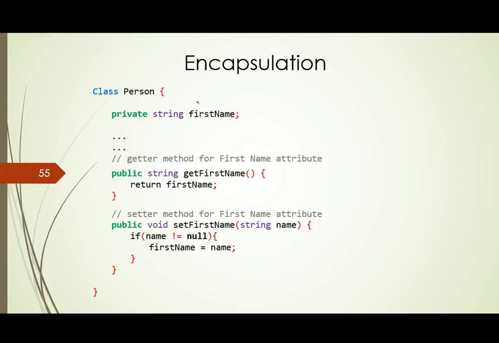It's private, so no one outside the class can access this field. To access this field, what we can do is write a method named getFirstName and then return the first name field from the class. Since it's a public method, anyone can access it and the data inside the class will be passed through.